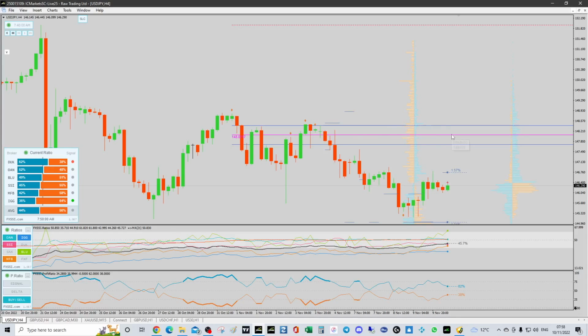148.05. If we go above, then reverse your bias, because we can probably come up and get those stops up there. So be careful.